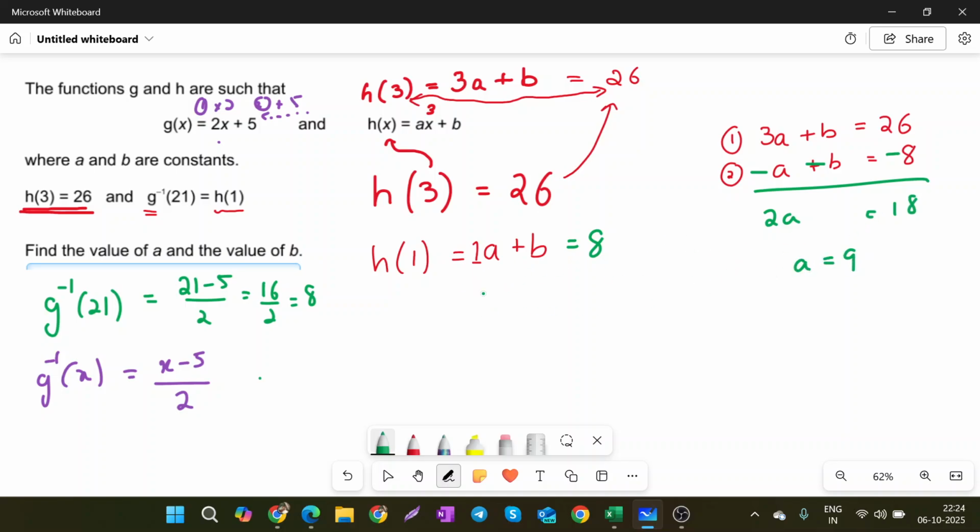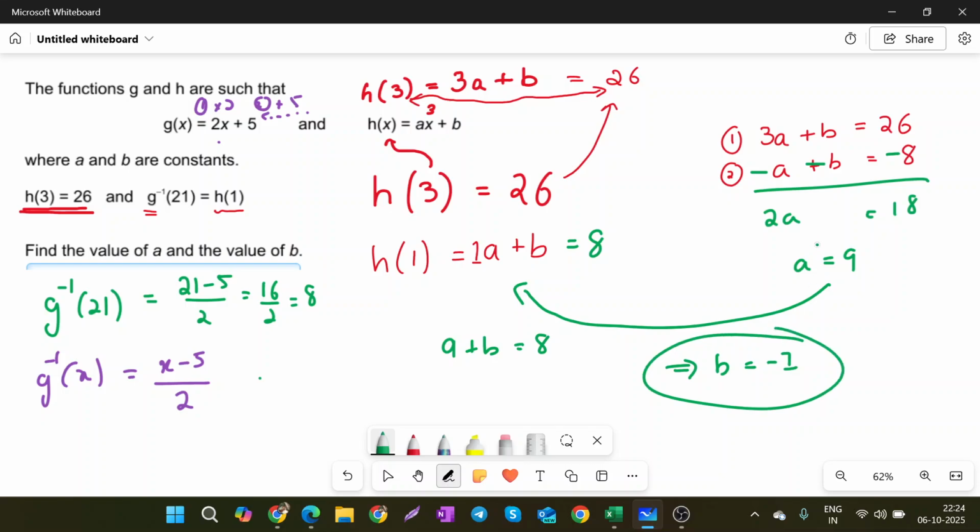And if a is equal to 9, now I could plug that back into my equation here. So that's 9 plus b equals 8. So I know that b is equal to -1. So b is -1, a is 9. And then that is that.